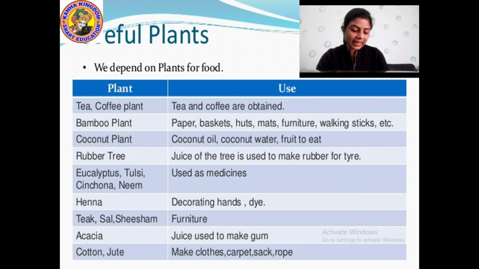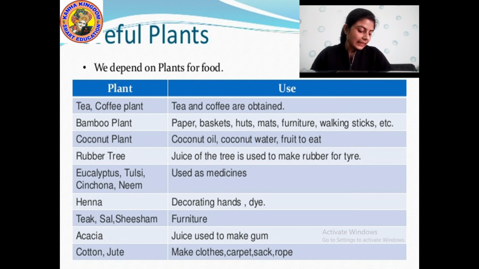Then plants also give us fiber like cotton and jute, which help in making clothes. Then the coconut tree gives us coconut oil, coconut butter, coir for making ropes as well as edible fruits. What is coir? Coir means the thick fibrous part of the coconut shell. It is used in making ropes.